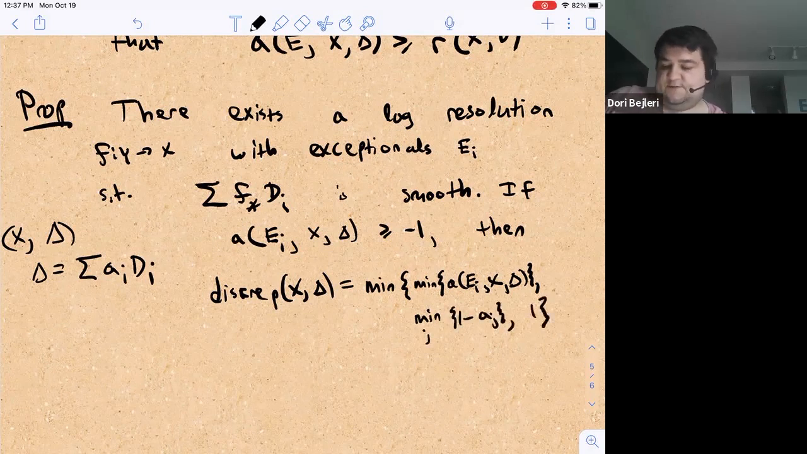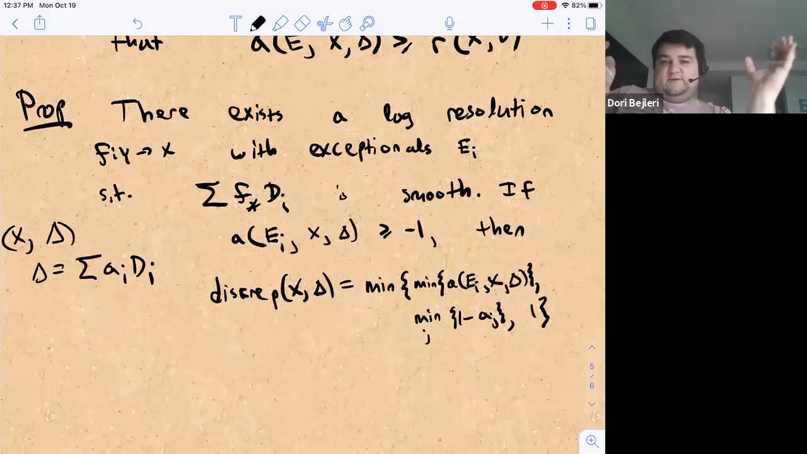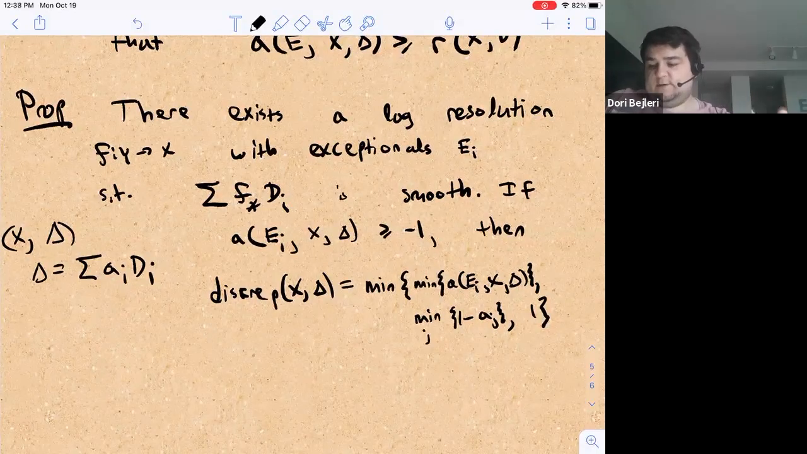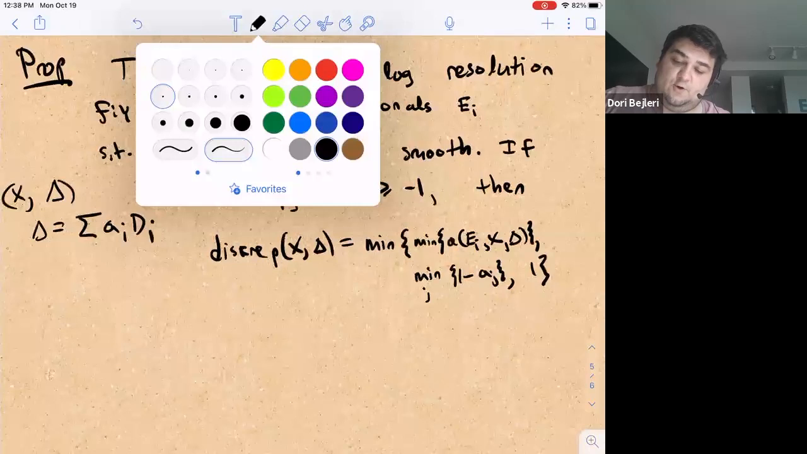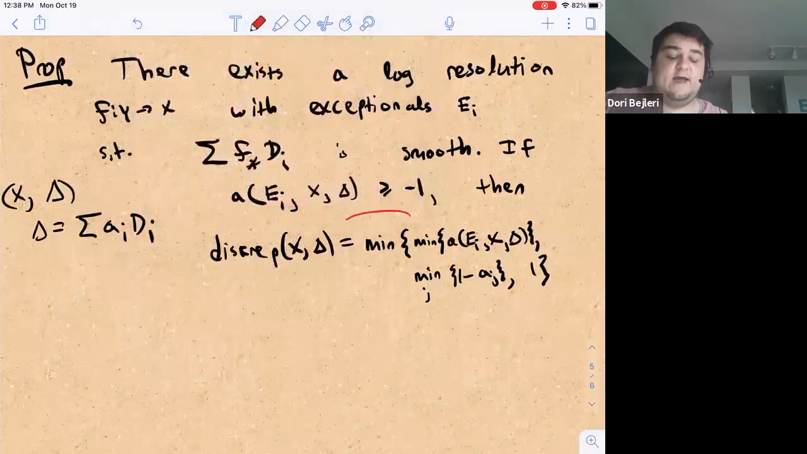Okay, then the discrepancy of this pair is the minimum of the particular discrepancies of exceptionals we see on this single resolution, and the things we know we have to have because we could blow up a codimension 2 point on D itself. So we have these 1 minus aj and 1 because that's just the minimum always. Okay, so this is great because it tells us that if we're in this good case where the discrepancies don't go wild, then we can compute things on just one resolution.